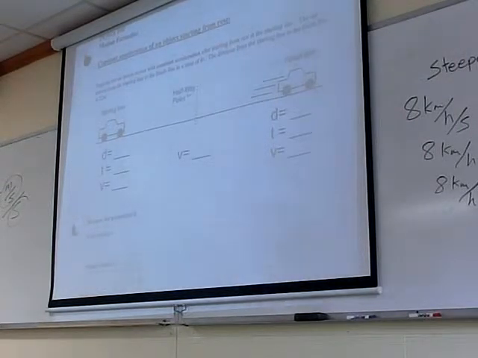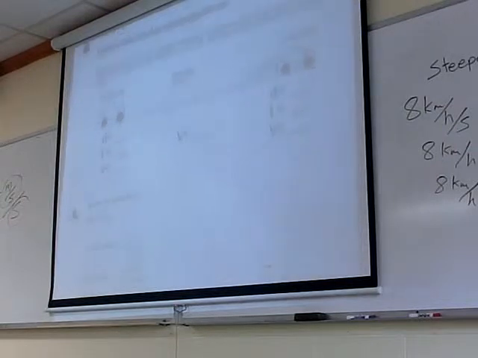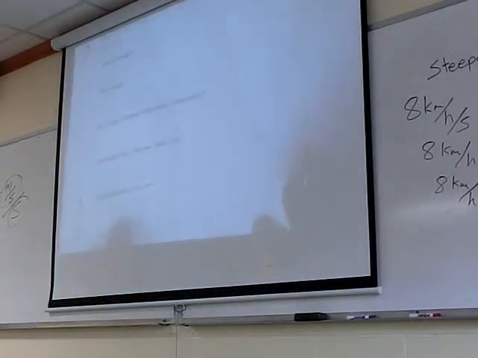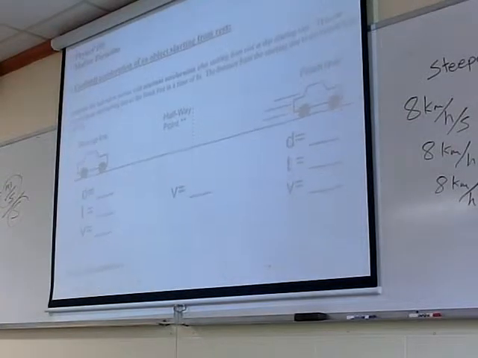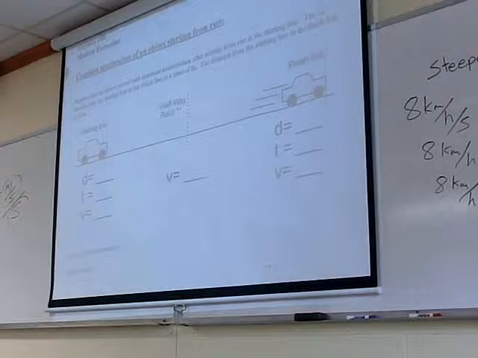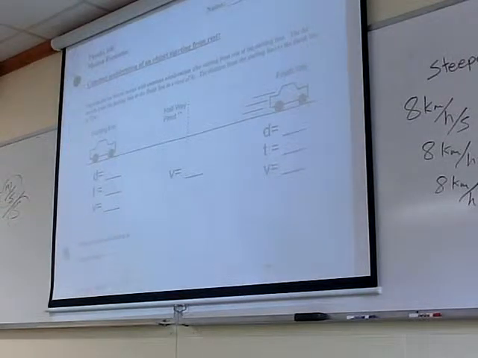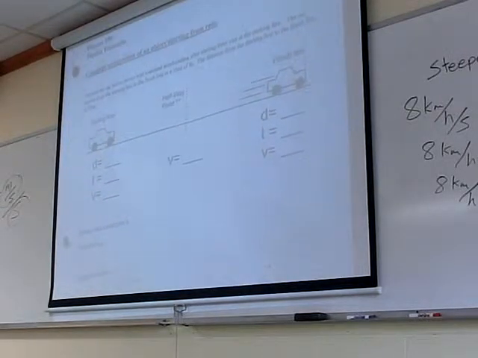The goal of this is to eventually get down to the bottom of the page and be able to use the acceleration formula. The acceleration formula is change in velocity over change in time. We want to figure out this car's acceleration. We want to know how many meters per second is it adding every second? What's the change in velocity over the time?